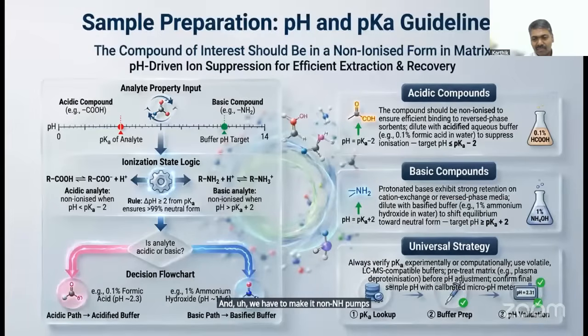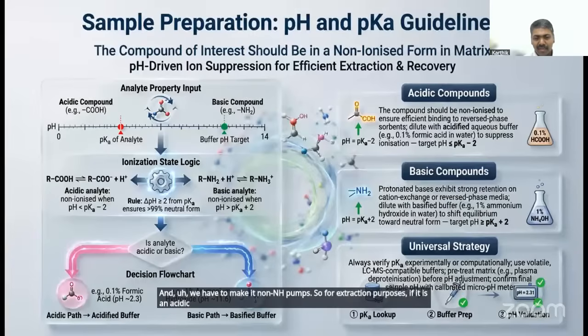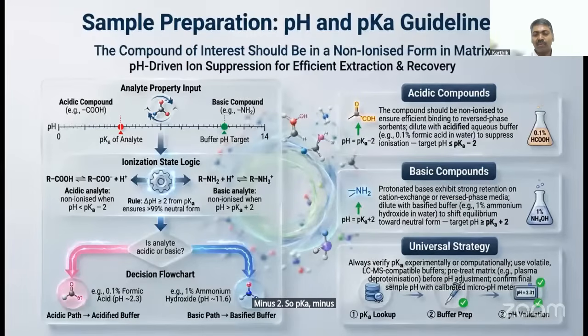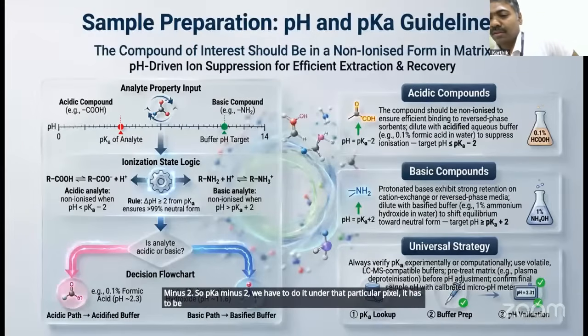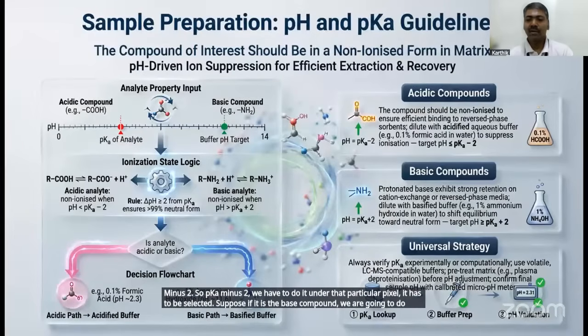So for extraction purposes, if it is an acidic compound, then we have to make the pH 2 units below the pKa value by adjusting the pH. So pKa minus 2, we have to do it, and that particular buffer has to be selected.